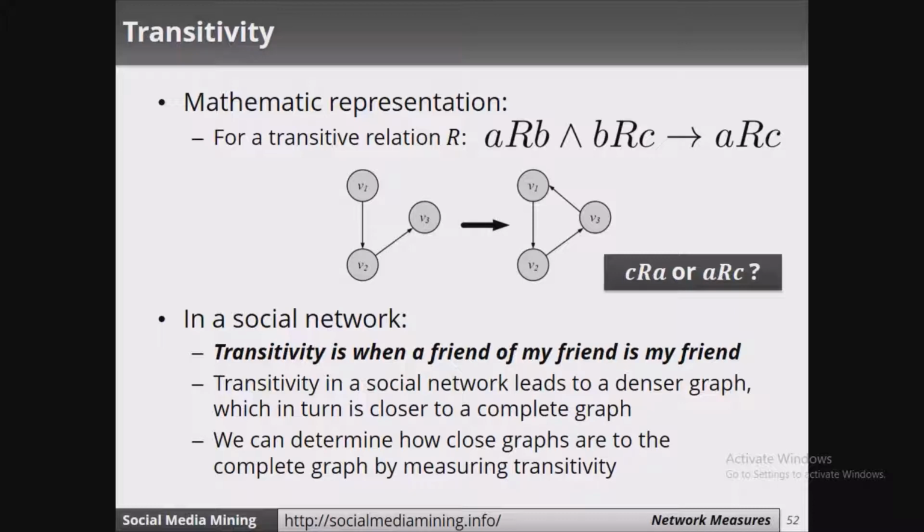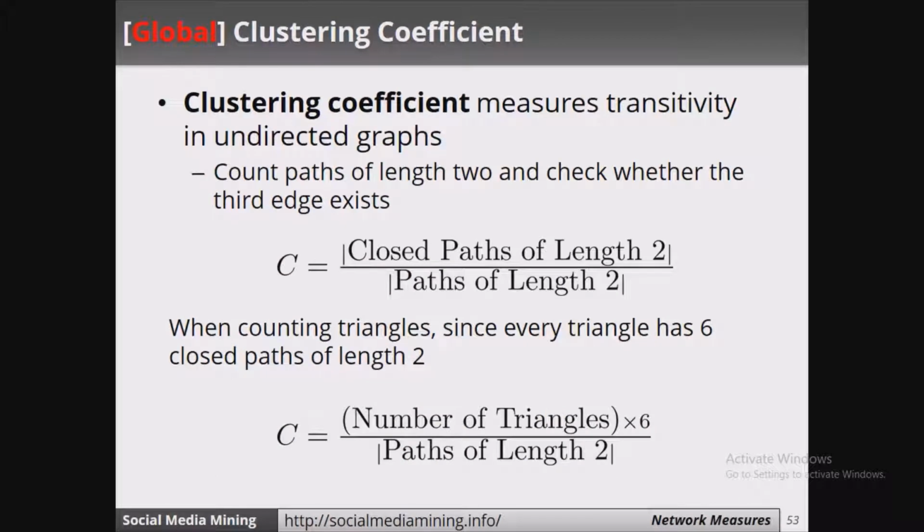To find the transitivity, we have to calculate the clustering coefficients. This clustering coefficient will measure the transitivity in an undirected graph. There are two types of clustering coefficients: one is the global clustering coefficient and the second one is the local clustering coefficient. First let's see what the global clustering coefficient is.